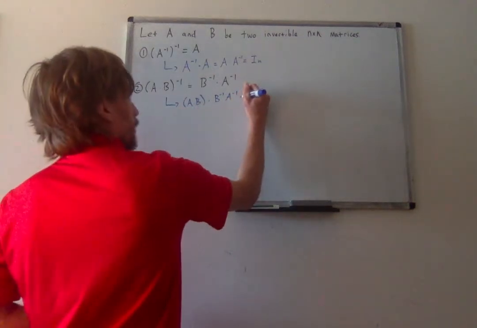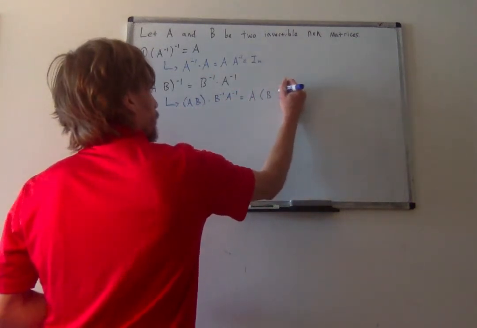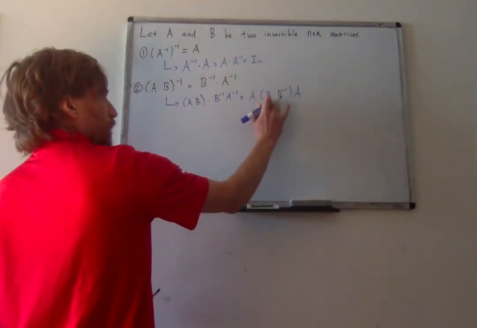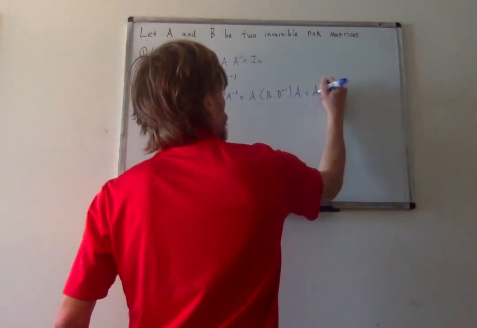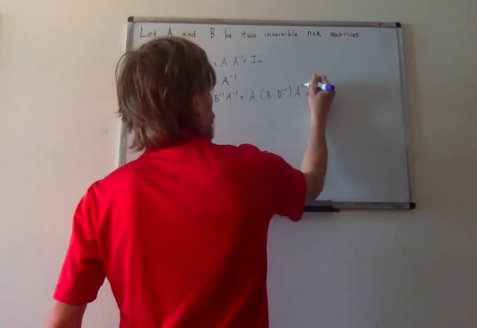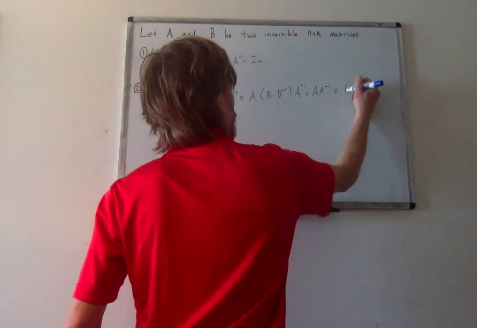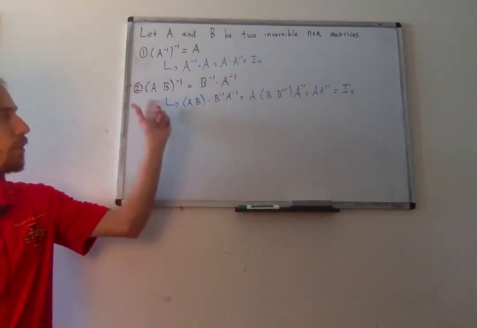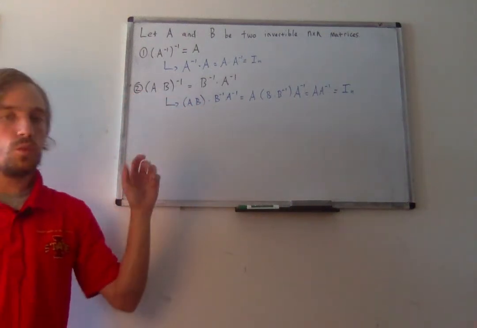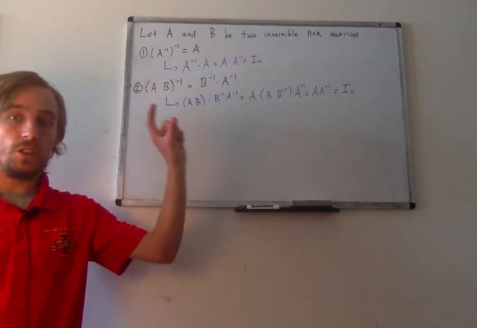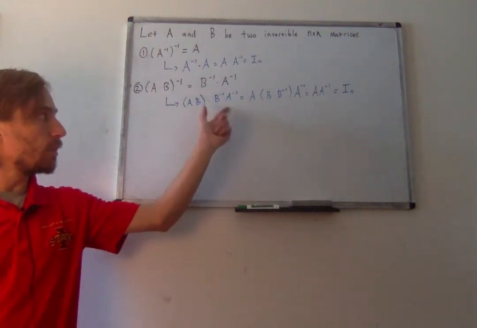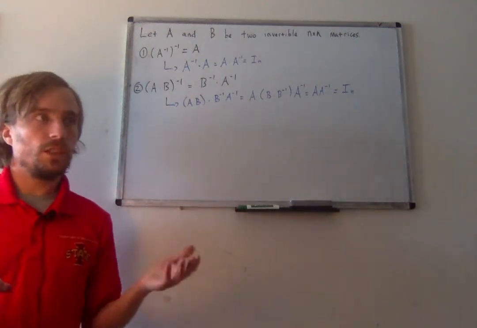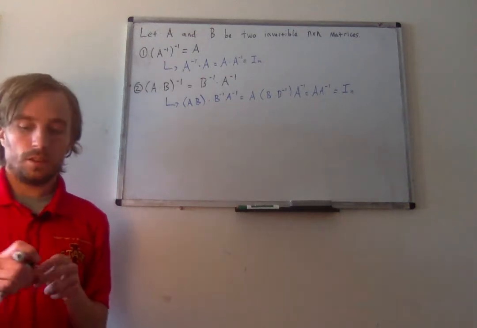Well, this is equal to the following. B and B inverse cancel each other out to leave me with A times A inverse, which cancel each other out to leave me with the identity matrix. Looking at this, you can see why this works: you take the matrices, flip them around and calculate the inverses, and then they one by one cancel each other out until we're left with just the identity matrix.